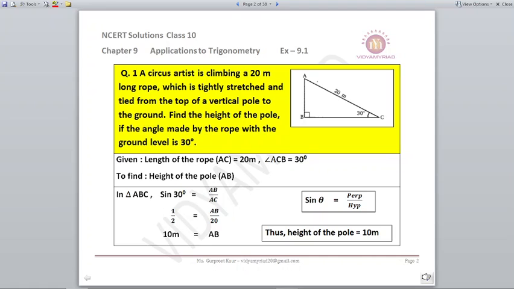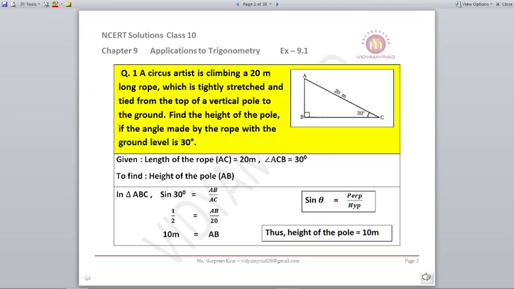We know the previous rules. If we look at the triangle, if we use sine theta, what is sine theta? Perpendicular upon hypotenuse. What is perpendicular here? AB. Hypotenuse is AC. So the angle given to us is 30 degrees, so sine 30 degrees will be equal to AB upon AC. What is the value of sine 30? You should remember the values in this chapter.